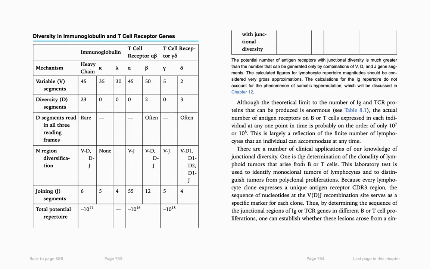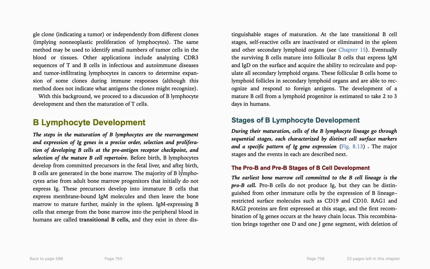There are a number of clinical applications of our knowledge of junctional diversity. One is determination of clonality of lymphoid tumors that arise from B and T cells. This laboratory test is used to identify monoclonal tumors of lymphocytes and to distinguish tumor from polyclonal proliferation, because every lymphocyte clone expresses a unique antigen receptor, complementarity determining regions, and the sequence of nucleotides at VDJ recombination sites serves as a specific marker for each clone. Thus, by determining the sequence of the junctional region of Ig or T cell receptor genes in different B and T cell proliferations, one can establish whether these arose from a single clone, indicating tumor, or independently from different clones, implying non-neoplastic proliferation of lymphocytes.